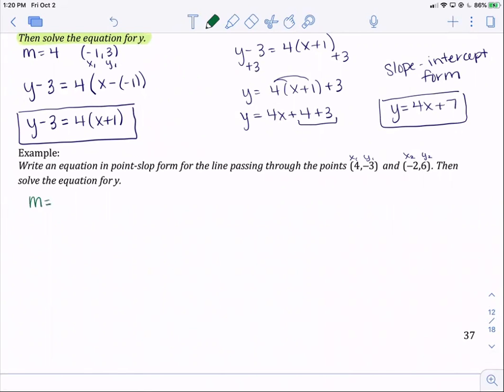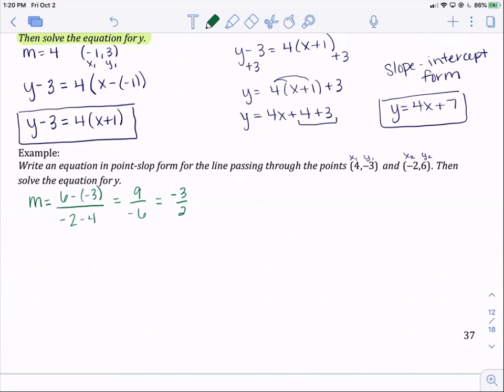Okay, so what could we do on top? 6 minus -3, which means what would our denominator have to be? -2 minus 4. What is 6 minus -3? 9. -2 minus 4 is -6. Can we simplify that? It reduces to -3 over 2, because they're both divisible by 3.